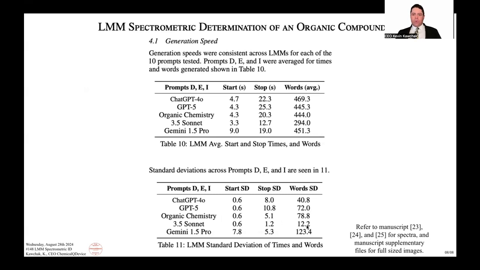Okay. And then, so for words, 3.5 Sonnet, more consistent, lower standard deviation with its number of outputted words. And then Gemini 1.5 Pro, the standard deviations, the time being all over the place. And it just tends to blurt out the answers, in a lower quality way. Okay. So I hope that helps. And again, both of these are up on ChemRxiv as manuscripts right now.